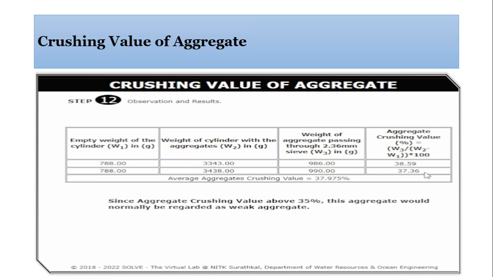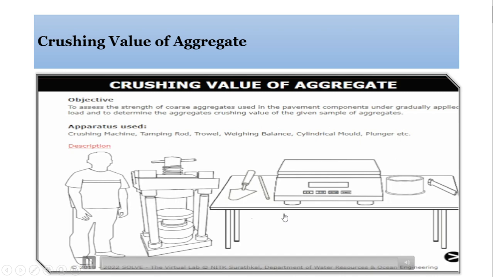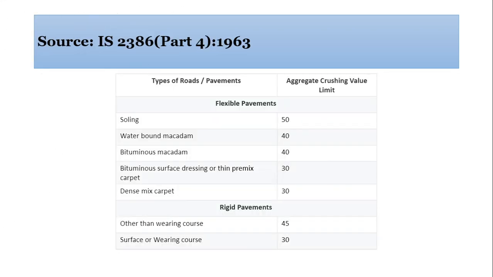The average aggregate crushing value will be calculated by averaging both the first and second trial, and we get the aggregate crushing value, that is 37.97. So in this way we can calculate the crushing value of aggregate.